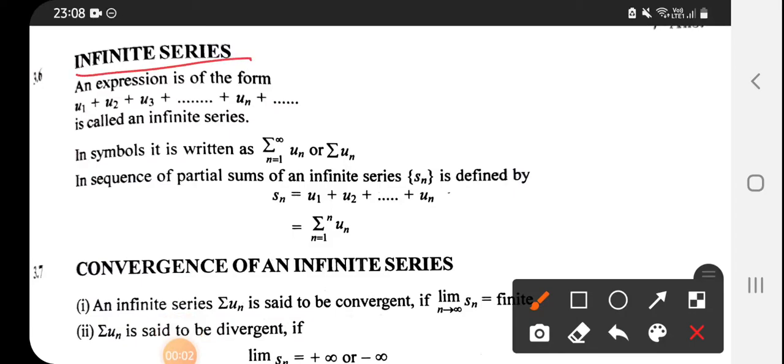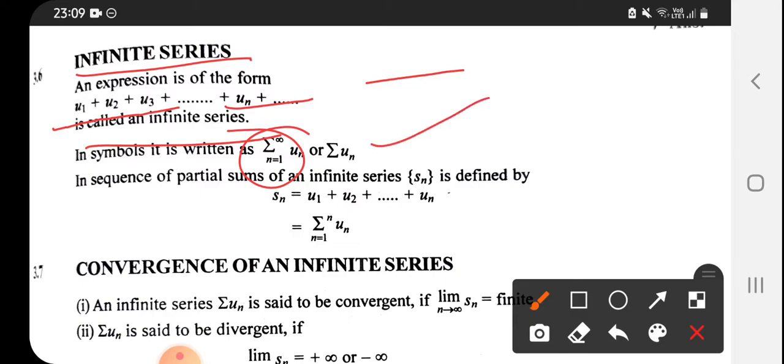Infinite series. An expression of the form u1 plus u2 plus u3 up to un, or up to infinity, is called an infinite series. In symbolic form, summation n equals 1 to infinity un, this is the expression. The sequence of partial sums u1 plus u2 plus u3 up to un is denoted by Sn, limit n tending to infinity, summation 1 to n un. This is the sum of n terms.